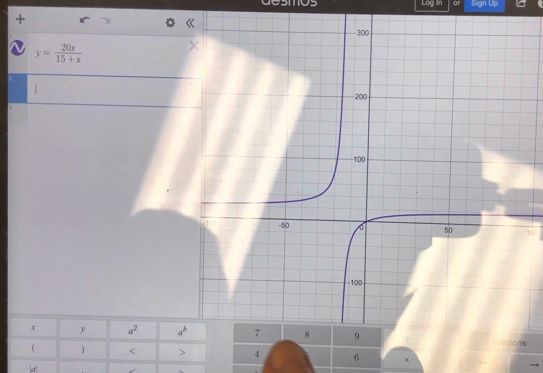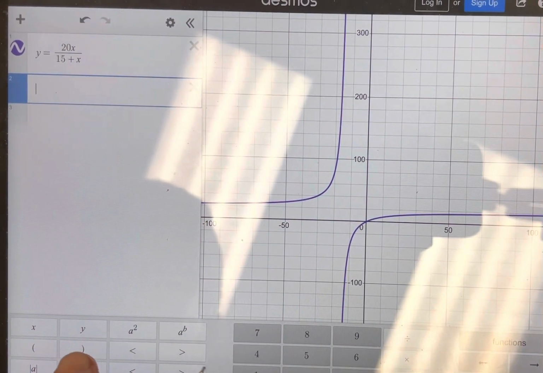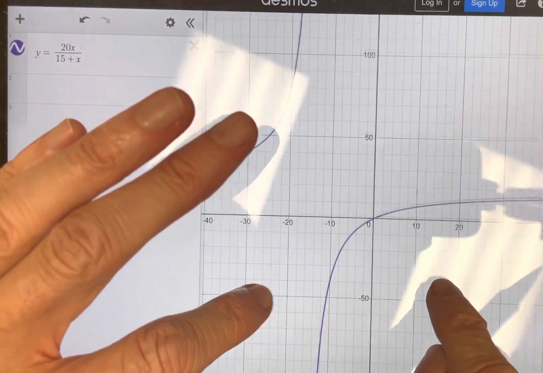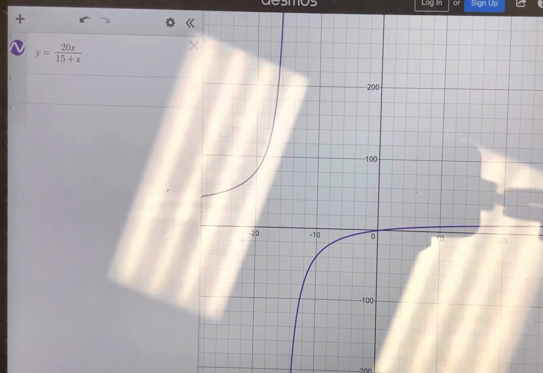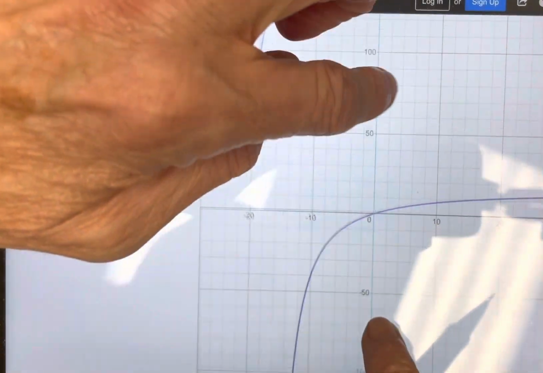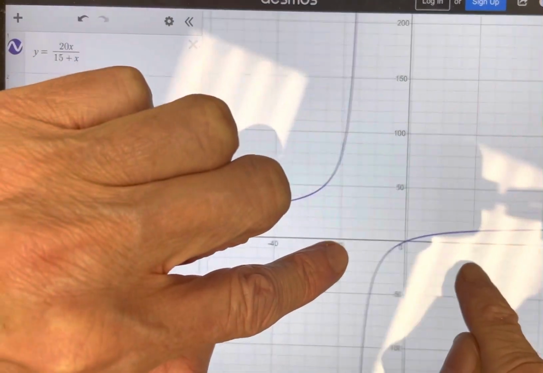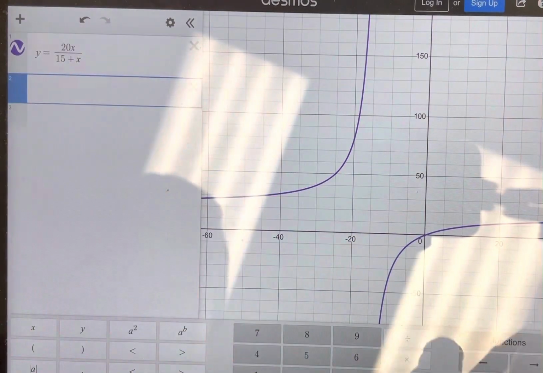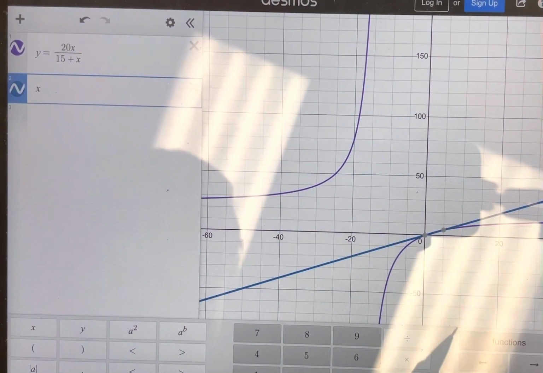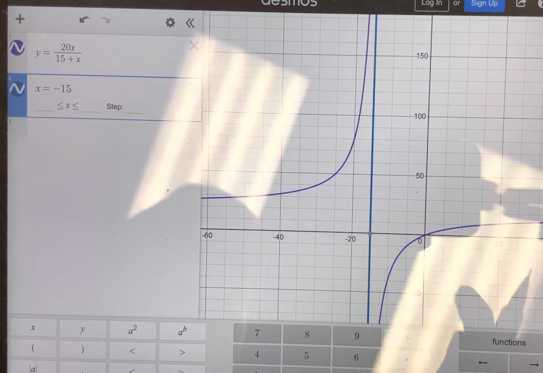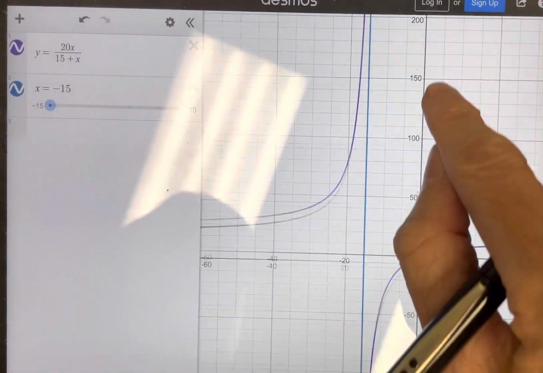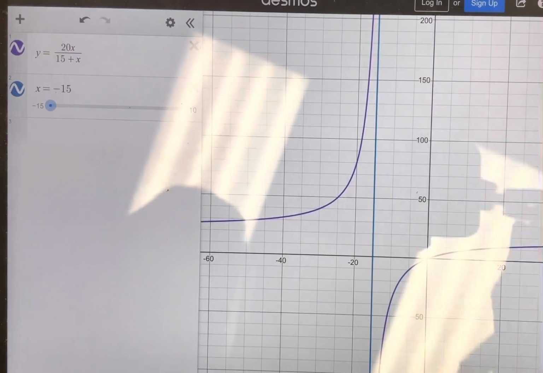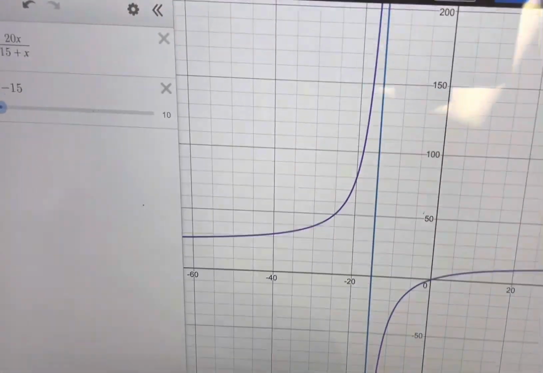Okay, x equals negative 15. Let's come in a little bit here, we're way out there. Let's put in x equals negative 15. Sure enough, there's my vertical asymptote. There it is going down, and there it is going up. So that worked out just fine.